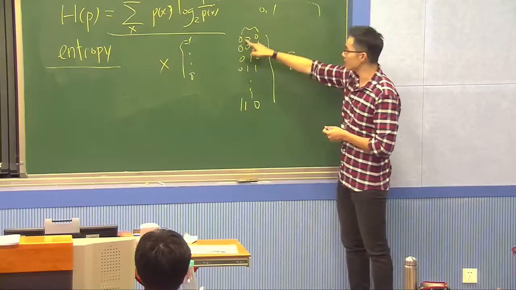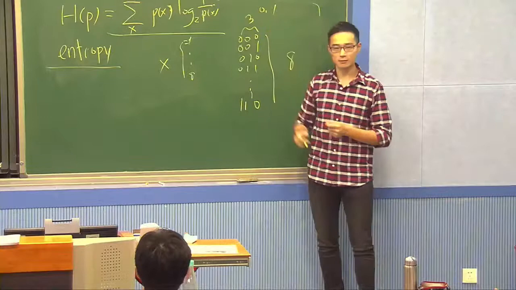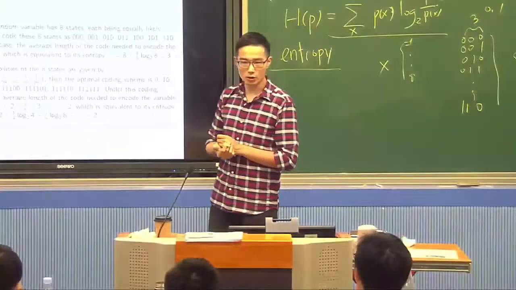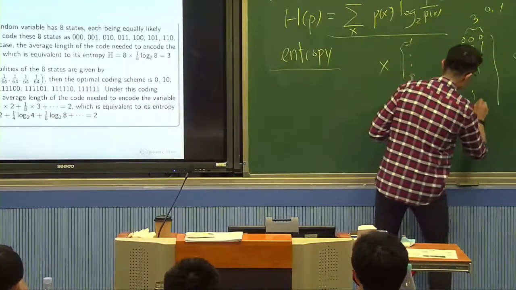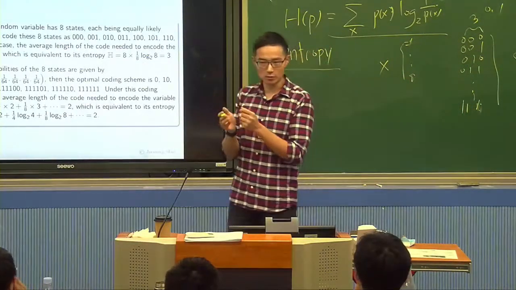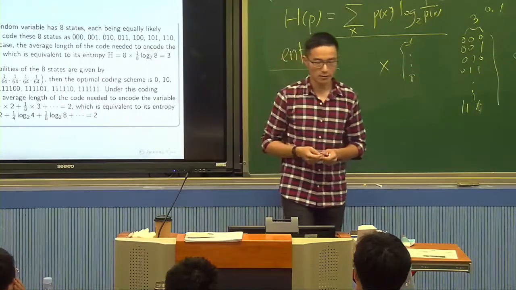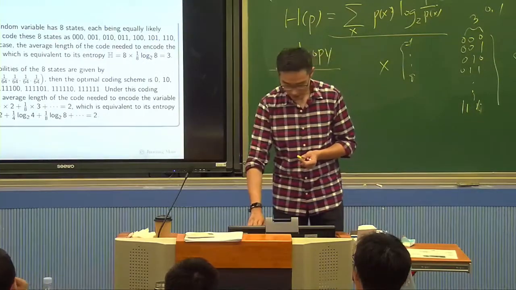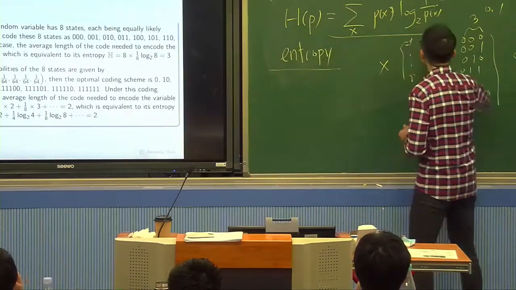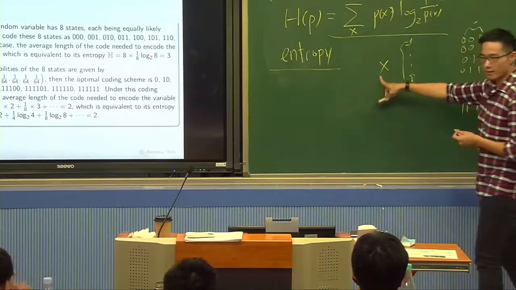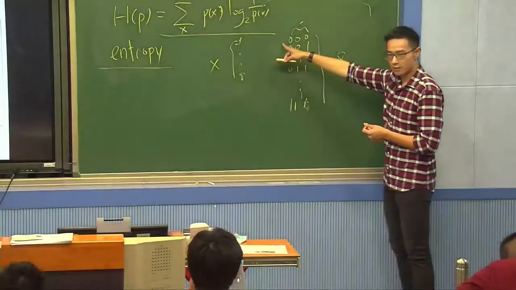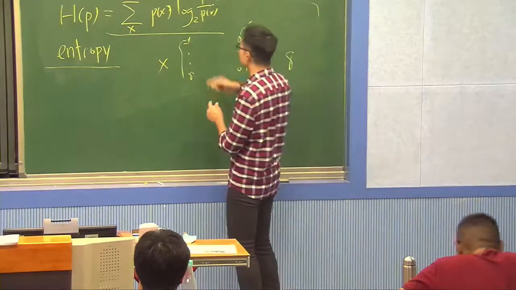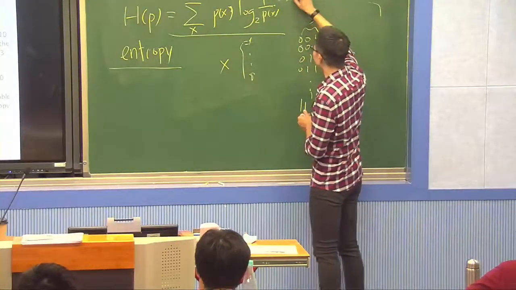But how many bits do I need? 3, right? So on average, the length of the code I need to encode is 3. 3 is the average length. All right. Now, what is 3? How do we get this 3? When x has 8 states, I can encode x using, on average, length equal to 3, right? 3 different 0, 1 bits to encode this x random variable.